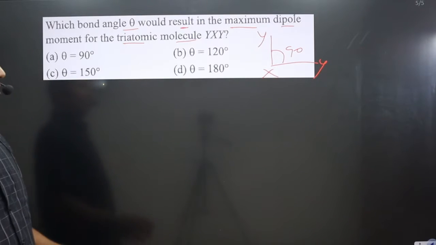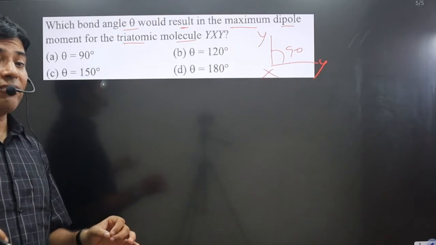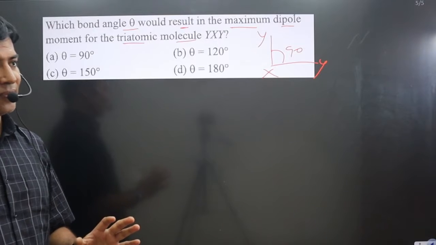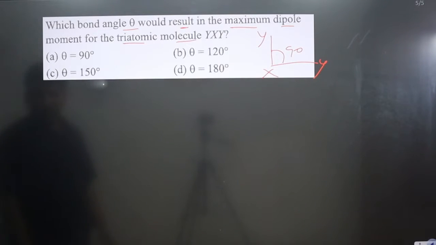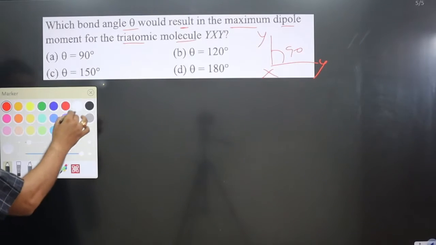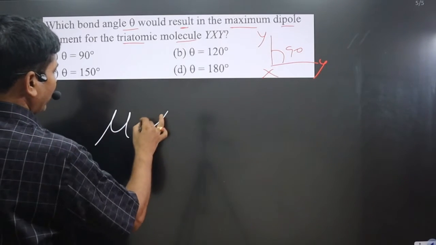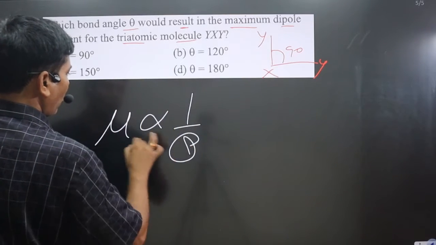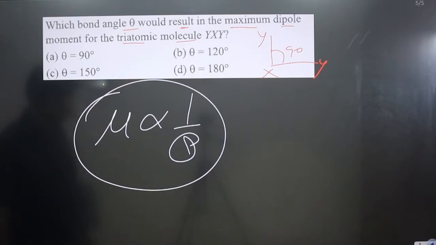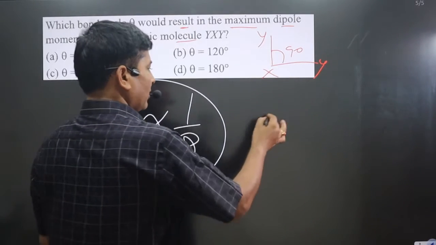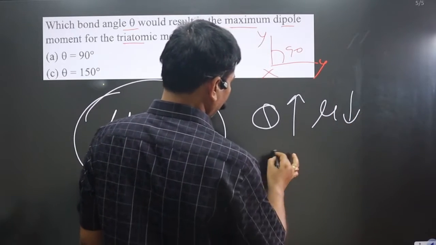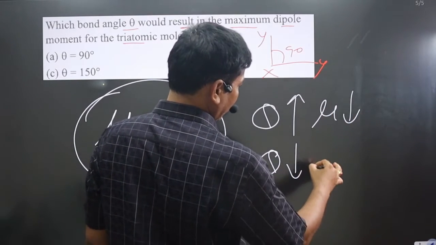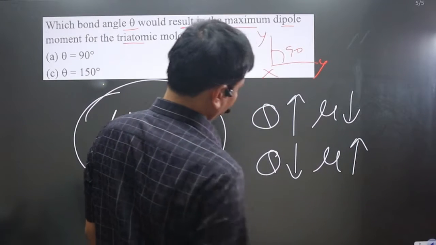You might have learned about the factors affecting dipole moment, and one of the factors you might have learned is the bond angle. Always keep in mind, dipole moment is inversely proportional to bond angle theta. As the bond angle increases, dipole moment decreases, or as bond angle decreases, dipole moment increases.